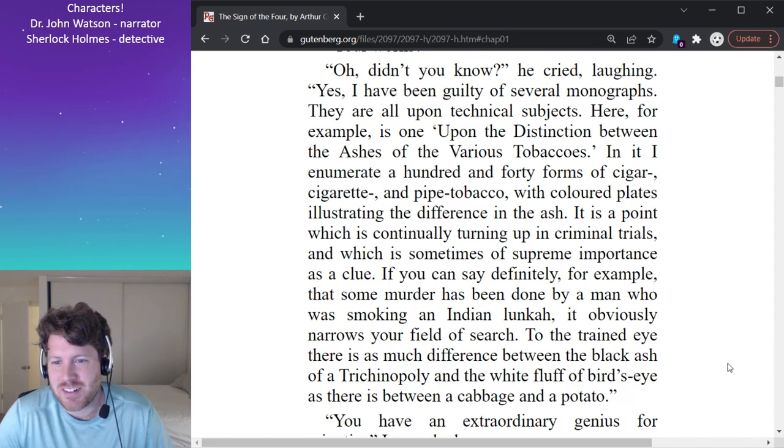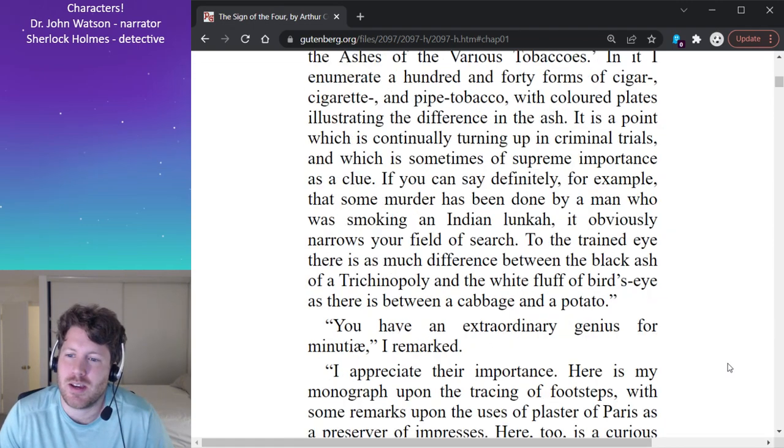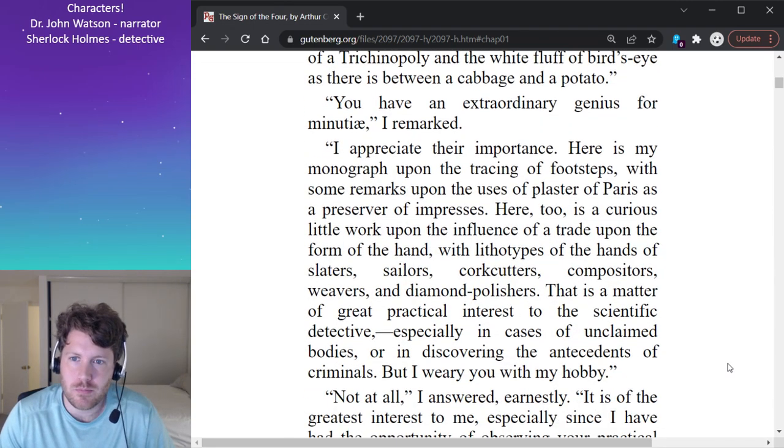The black ash of a trichinopoly and the white fluff of a bird's eye, as there is between a cabbage and a potato. You have an extraordinary genius for minutiae, I remarked.